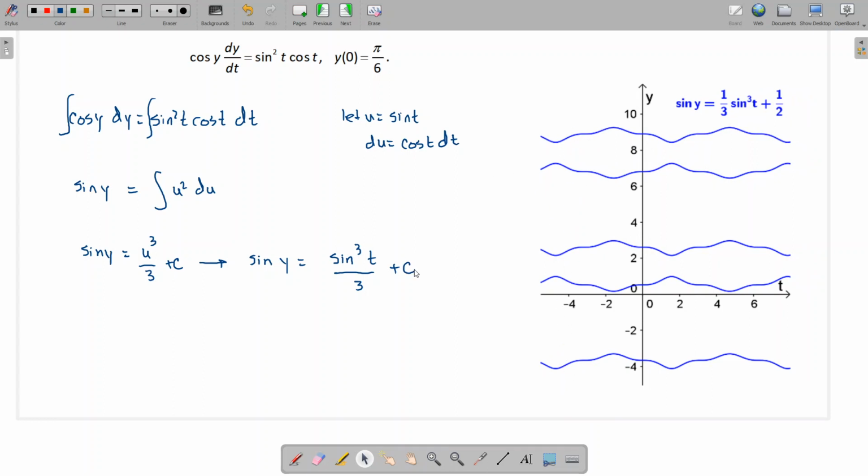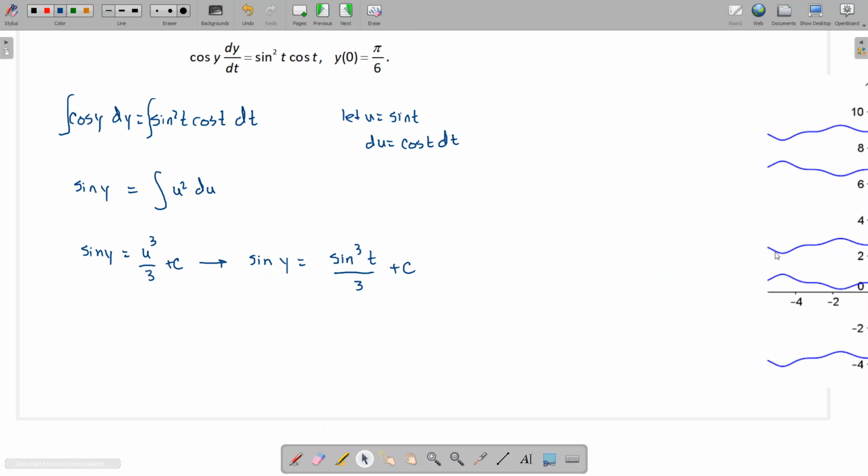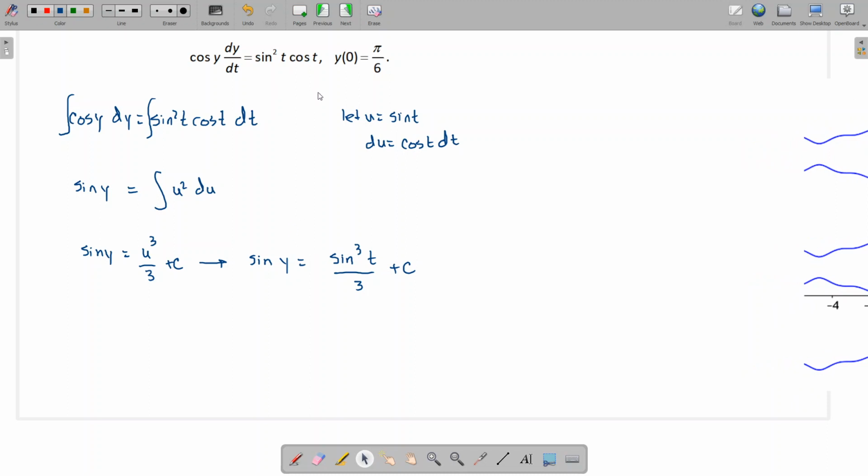And so we just want to find the particular branch that gives us this initial condition. So let's go ahead and solve this for the c value. We're going to plug in 0 for t and this for the y. So over here we are going to do sine of pi over 6, because if we plug 0 in for t, the y has to be pi over 6, and that equals sine of 0 all cubed, because that's what that notation really means, divided by 3 plus c.